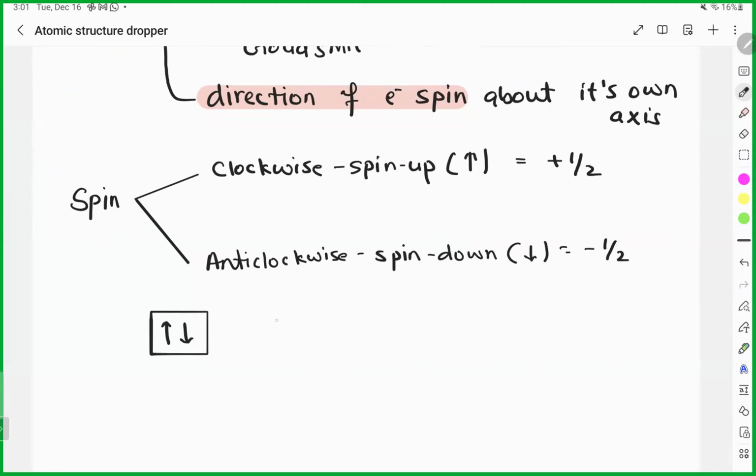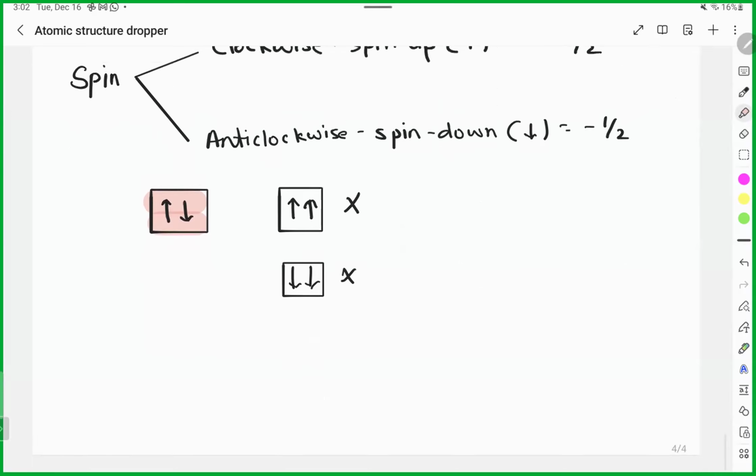This is correct, but if you make this, it is wrong. Or if you make this, again wrong. Make sense, guys? Both electrons should have opposite polarity. Understood? Only then it is possible. Any doubt?